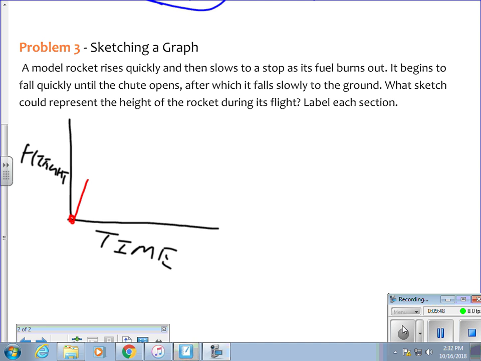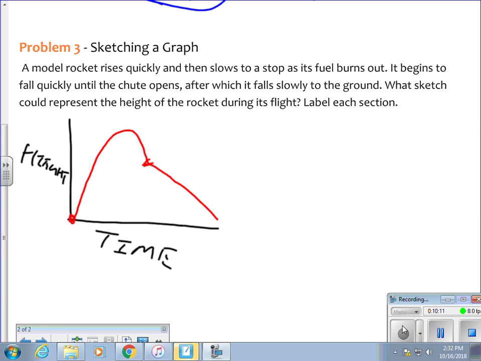It starts out fast and then kind of slows to a stop and then starts to come down, and then at some point the parachute comes out and it descends at a slower rate, something along those lines. Yeah, that's about what it would look like. This would be where the parachute comes out, right there.